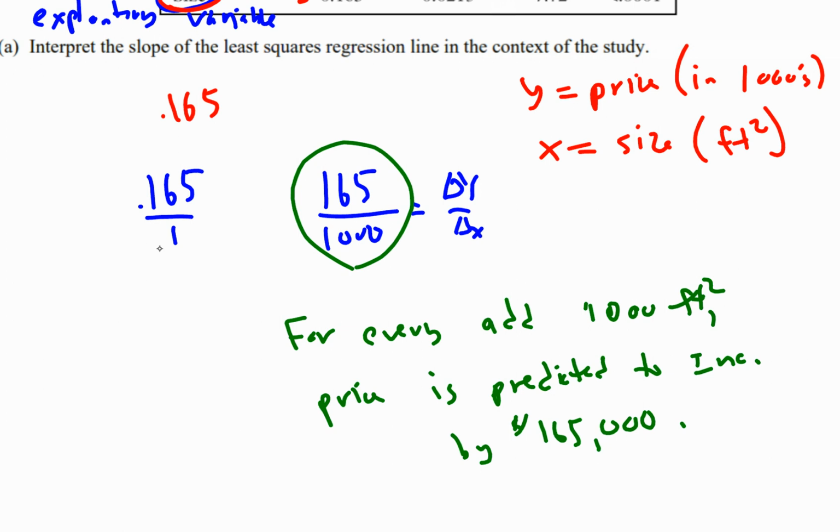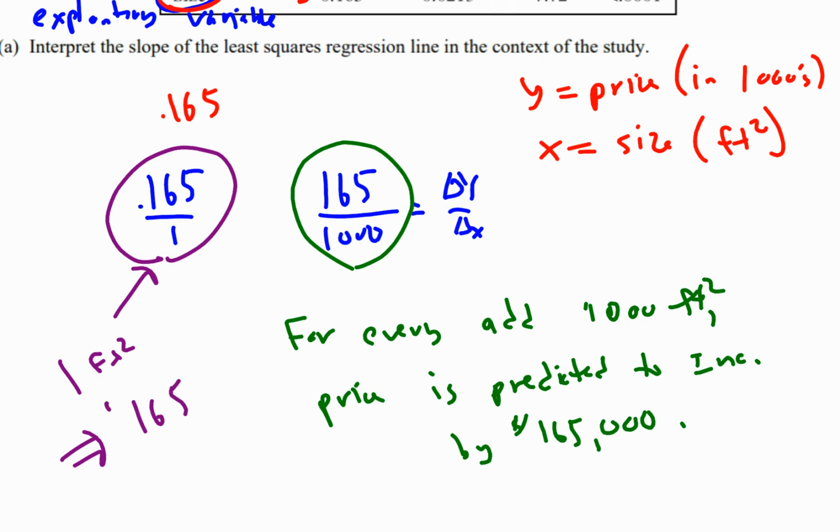If you decide to interpret this way, then just be careful with that 0.165. 0.165 thousands is just, it's $165 if you divide that by 1,000. So this would be saying, we would just say for every increase in 1 square foot would lead to $165 increase in price. So that's what that's saying. Okay, that's it. Something like that would be okay. Make sure you use the word predicted.